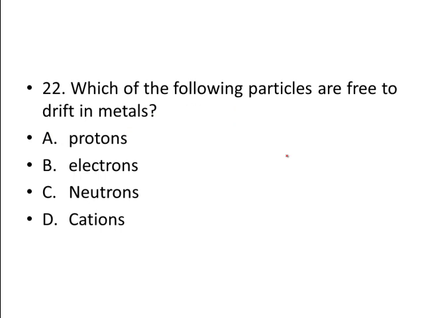22. Which of the following particles are free to drift in metals? This is just a simple sizing problem, right? So my example is if you live in San Francisco, if you have to have some form of transportation, obviously a bicycle or rollerblades is a lot more efficient in terms of parking than having a big car like an Escalade or F-350 or some huge car.